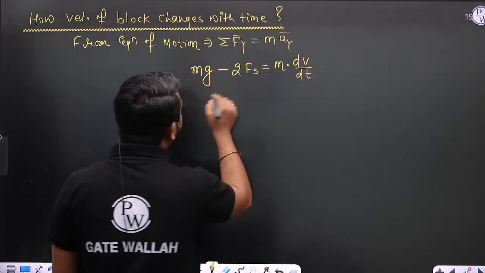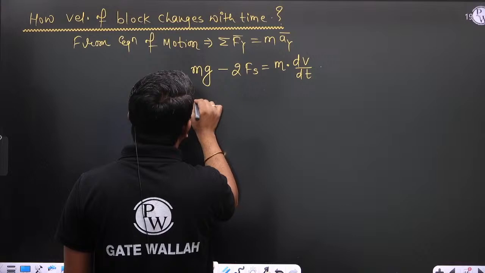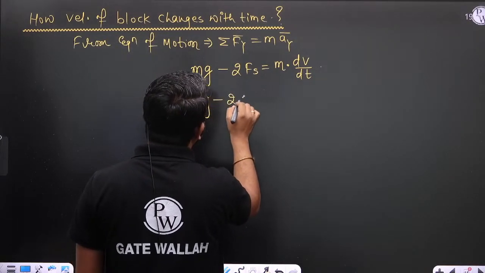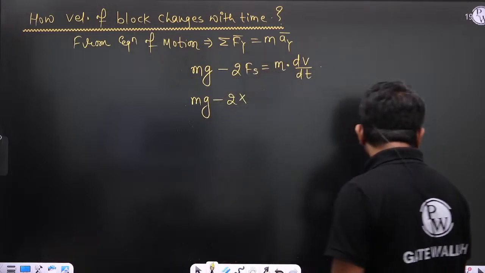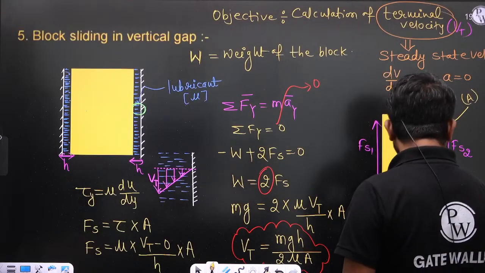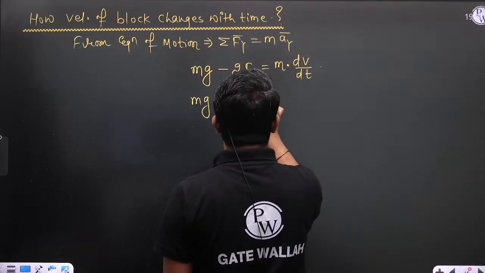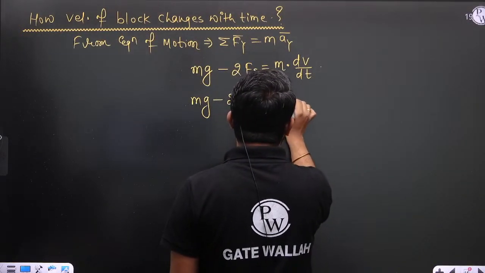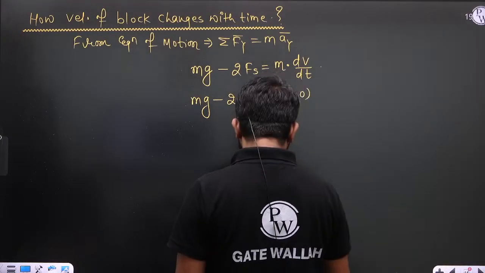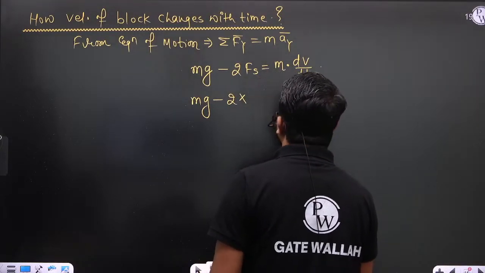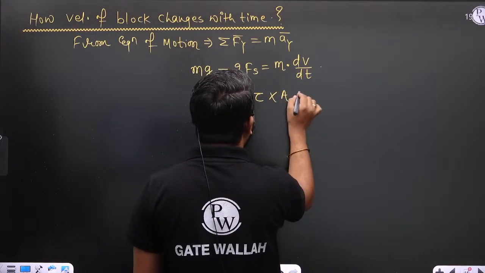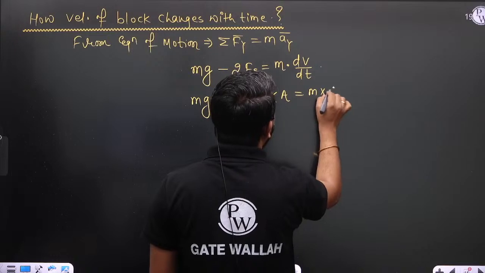Now see here, mg minus 2 multiplied by, now what is the Fs? Fs we can write as mu multiplied by v minus 0. Just one minute. So 2 multiplied by tau multiplied by area is equal to m multiplied by dv by dt.